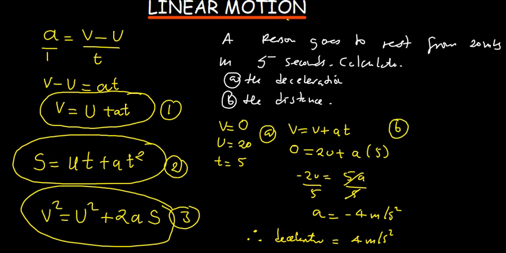Okay. And then the next one is asking us to find the distance. So to be able to find the distance, you can use this one or this one, depending with the one you want. Since we know the initial velocity, we know the time, we know also the acceleration. Which one should we use? 2 or 3?